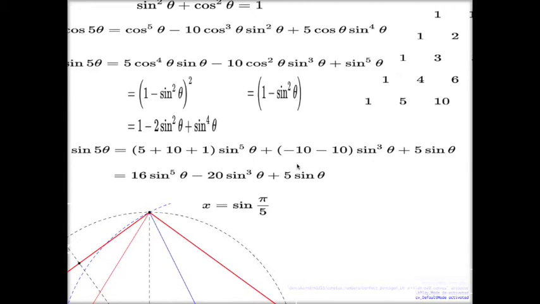Pi on 5 in degrees, how much is it? How many degrees is it? 180 by 5. Is it 32, isn't it? Oh, 36. Sorry, 36. That's right. It is 36.